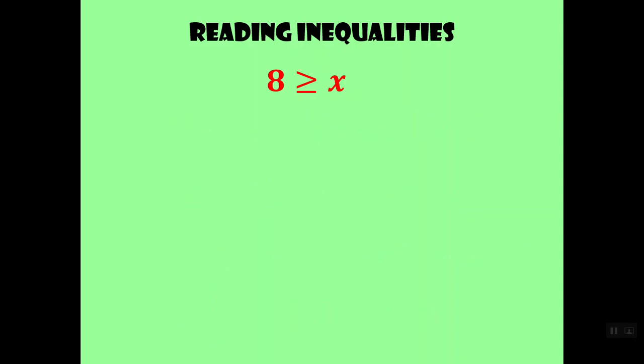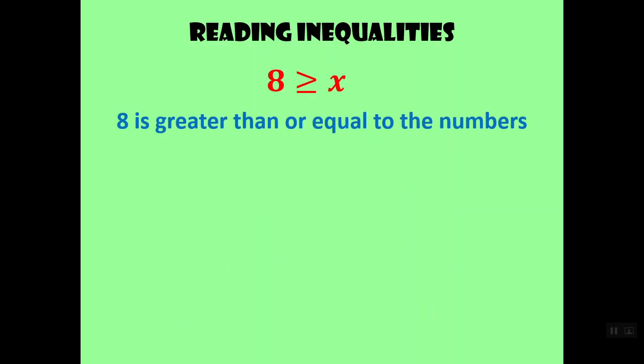Now this inequality is a little bit harder to read, but we can think about it as 8 is greater than or equal to any of the numbers that x stands for. However, sometimes it's harder to process that. If we think about it, 8 is greater than any of these numbers, so any of those numbers could be things like 7 or 6 or 5.